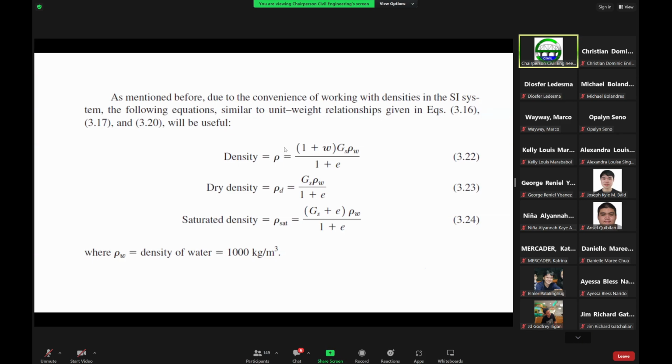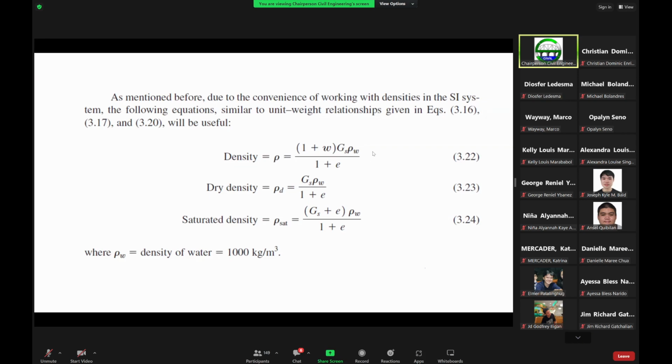So we also have here the density, or you can also call it the total density or the moist density. Then you also have the dry density as well as the saturated density. If you look at their formulas, these are basically the formulas we derived for the total unit weight or the moist unit weight, the dry unit weight, as well as the saturated unit weight, but only that we replace the unit weight of water with the density of water instead.